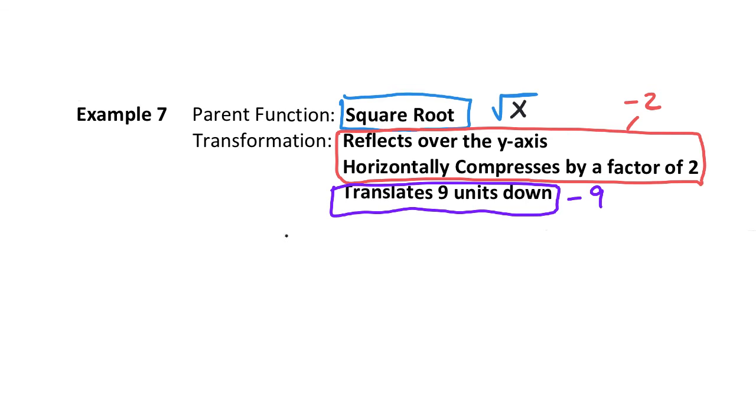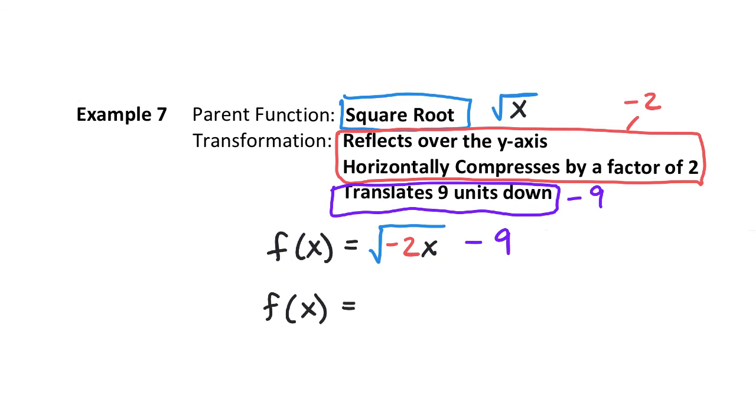So if I color code, it's going to be square root of -2 times x minus 9. So without color coding, it would be the square root of -2x minus 9.